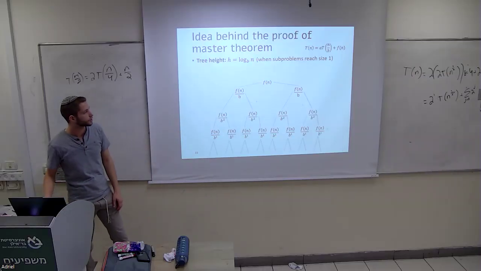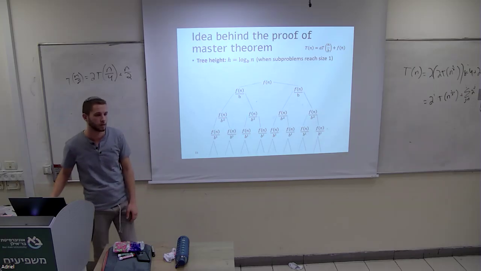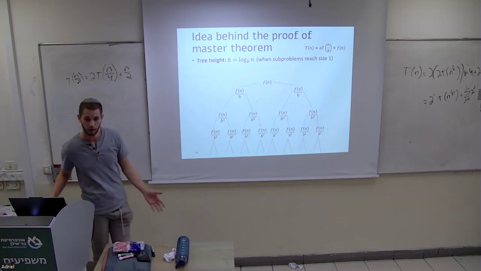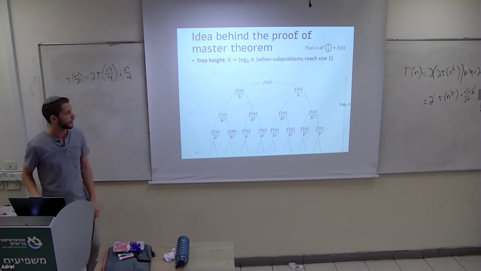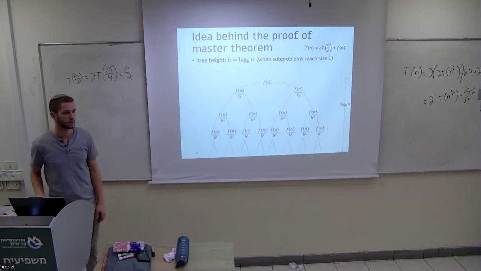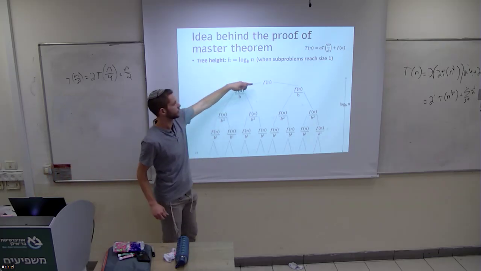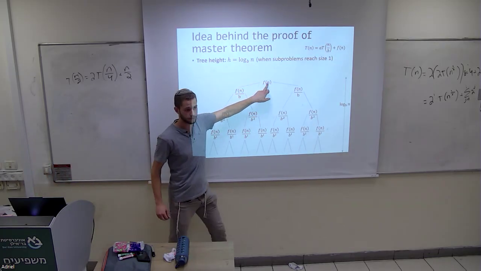So what's the height of our tree? Log b of n, exactly. Our height is log b of n. And how much work is done at each level? What's our first level? How much work? f(n).